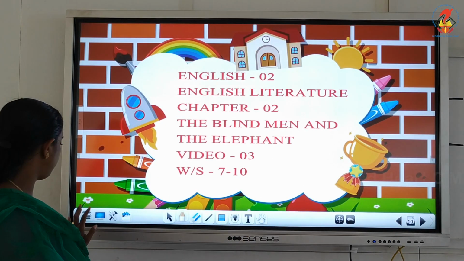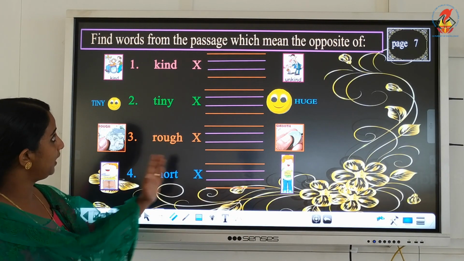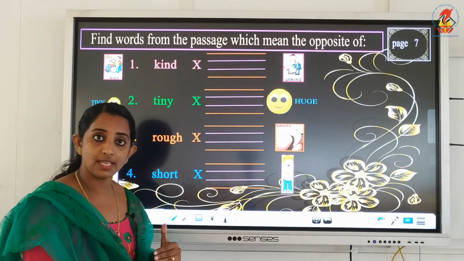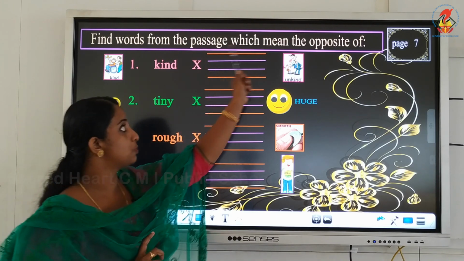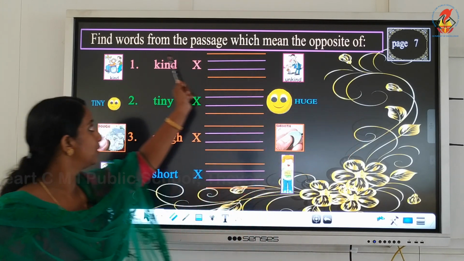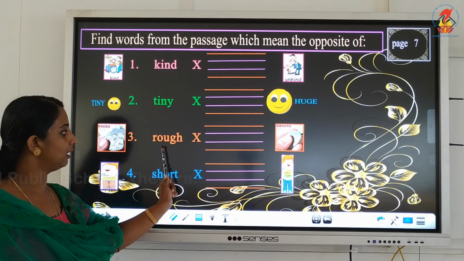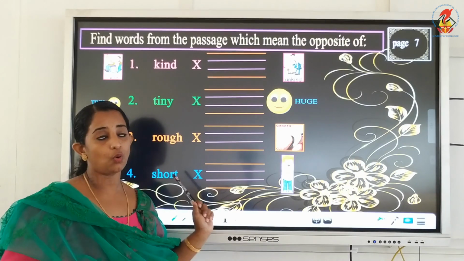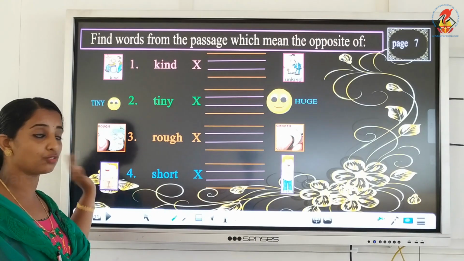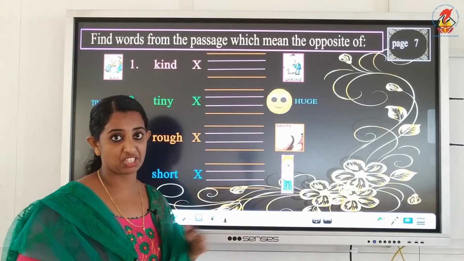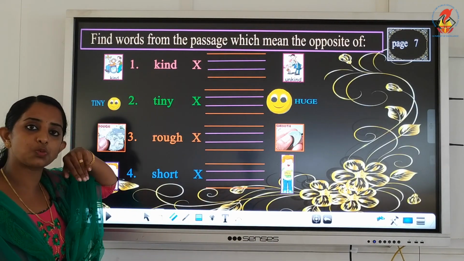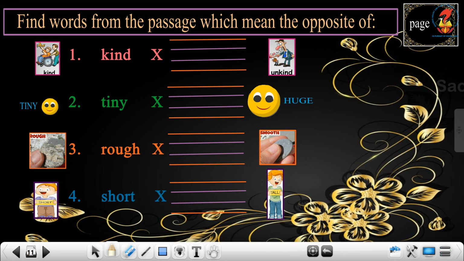So moving on to page number 7, we have some opposites, isn't it? Find words from the passage which mean the opposite of kind, tiny, rough and short. I have given clues for you to find out the meaning easily, and you can get the help of these pictures also. So look at the first word. What is the first word, children? Kind, isn't it? See, a boy who's doing a kind action, he is helping.